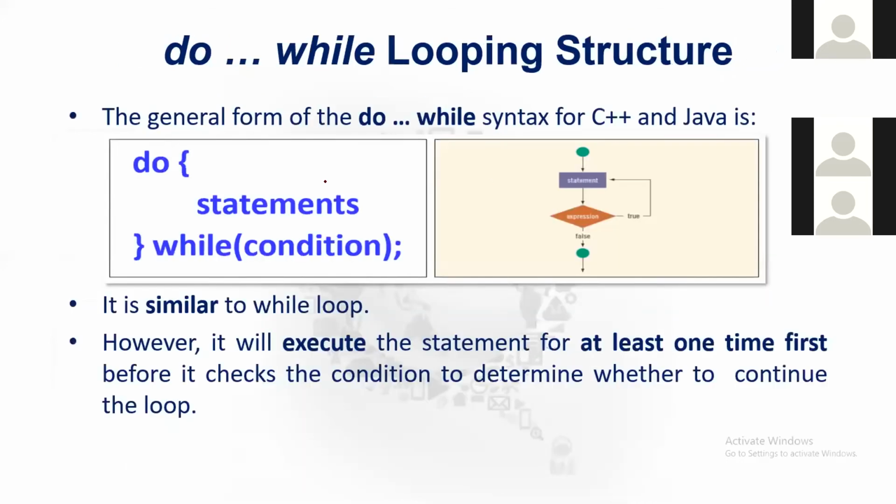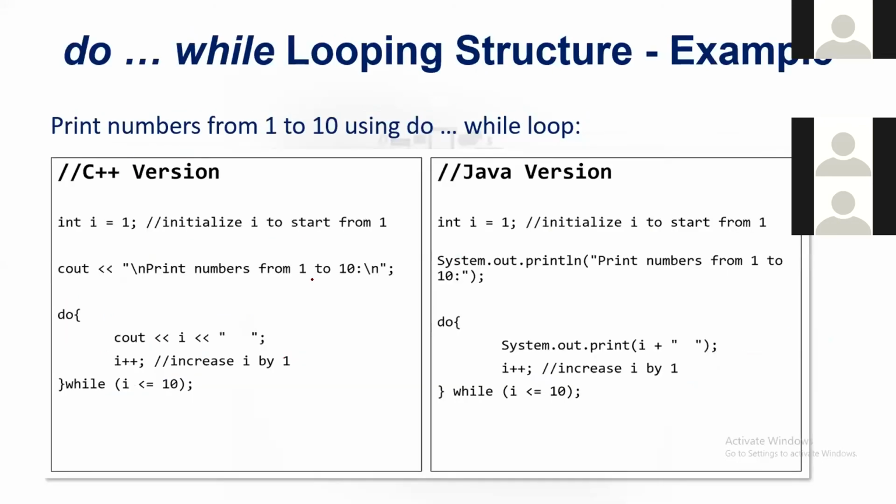Next, if we go to the do while. You can see, both also have while. So what is the difference between do while and while? It's similar, but the do while will execute at least one time. So how does it look like? It looks like this.